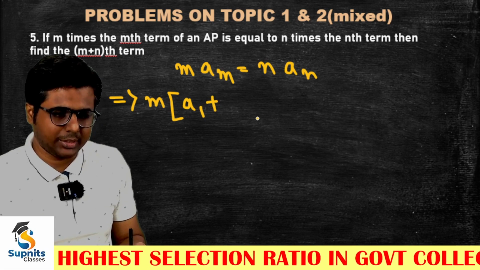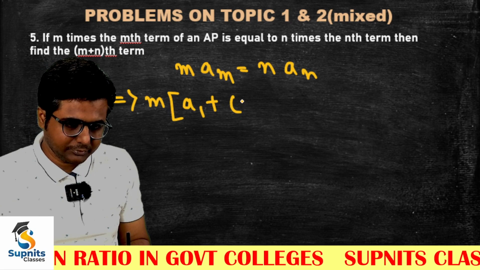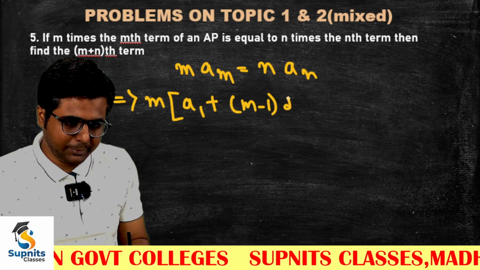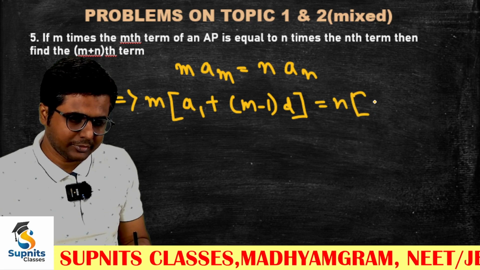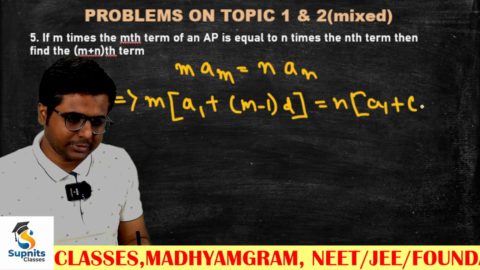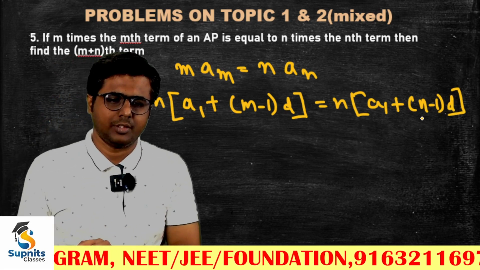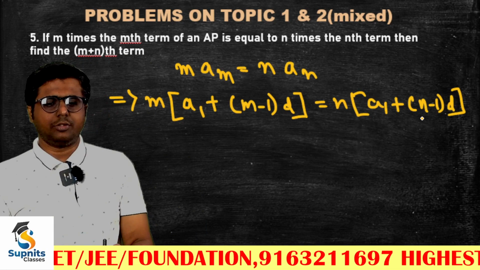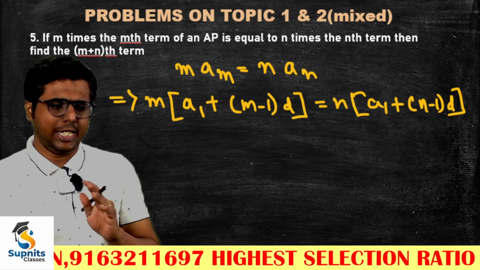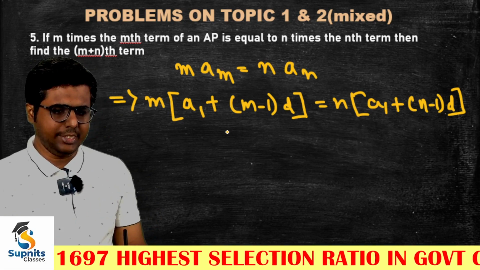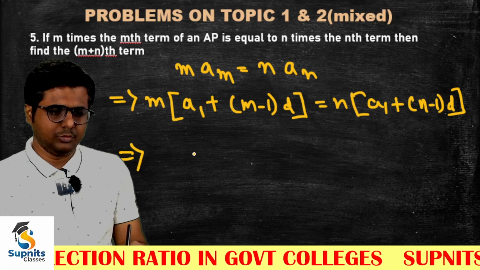m(A1 + (m minus 1)d) is equal to n(A1 + (n minus 1)d). Okay, guys. So, now what are we going to do? We can simplify it to relate A1 and d. We can do that. So, we will do that actually.